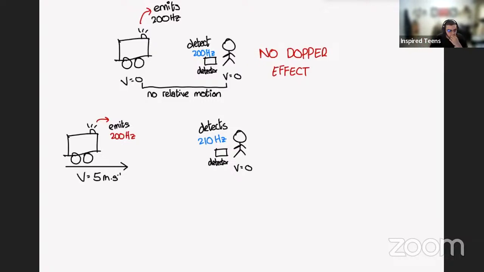However, when there is a relative motion, in the second case, the sound source hasn't changed. It's still the same ambulance emitting 200 hertz, but now it is moving towards the listener at 5 meters per second. Again, it needs to be a constant velocity. For now, we'll say the velocities don't matter. But when it moves towards the listener, that's when the Doppler effect occurs, and the frequency that is detected by the listener is actually higher than the actual frequency emitted by the sound source. So that's another key thing, which we'll discuss a little more.